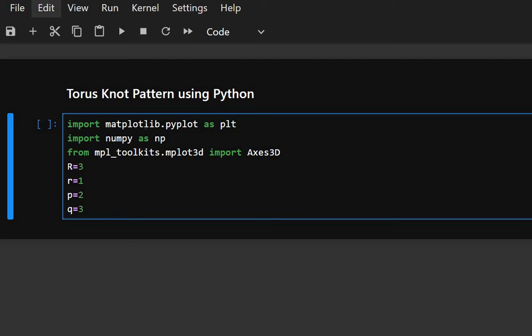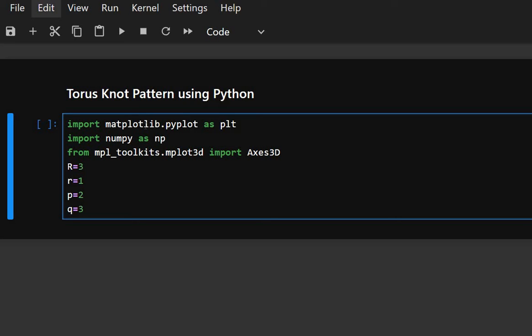So here capital R is the radius of the central circle of the torus. This determines the distance from the center of the hole to the center of the tube. And small r is the radius of the tube itself, and this controls the thickness of the torus.